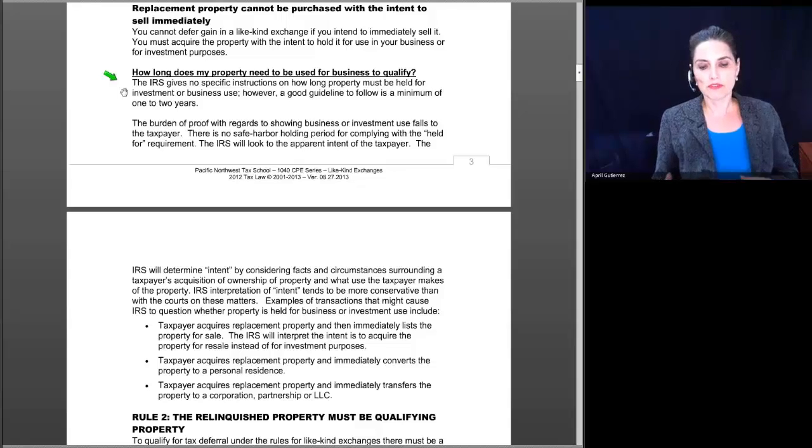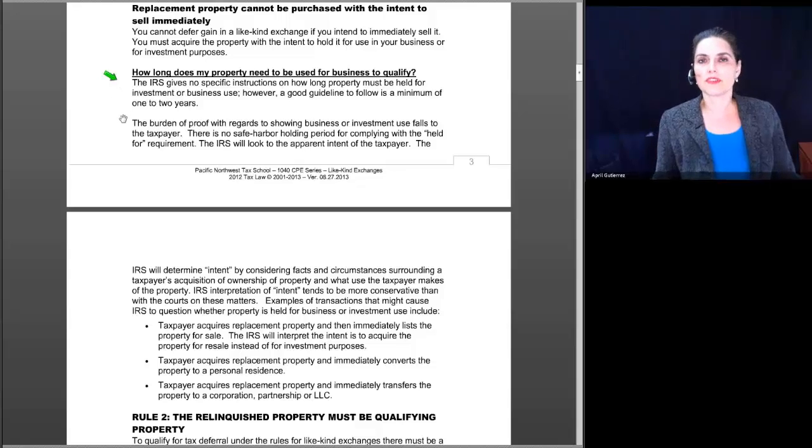So you have property, it's been used in a business, you trade it for more property to use in your business, but in the back of your head you're thinking, well, I think I might want to actually convert this to personal use. And how long do you have to hold it before you're allowed to do that? Or maybe in the back of your mind at the time you make the trade, you're thinking, no, I plan on selling this. I don't really want to hold it for business use for very long. How long do I have to hold it to really be able to benefit from these like-kind exchange rules?